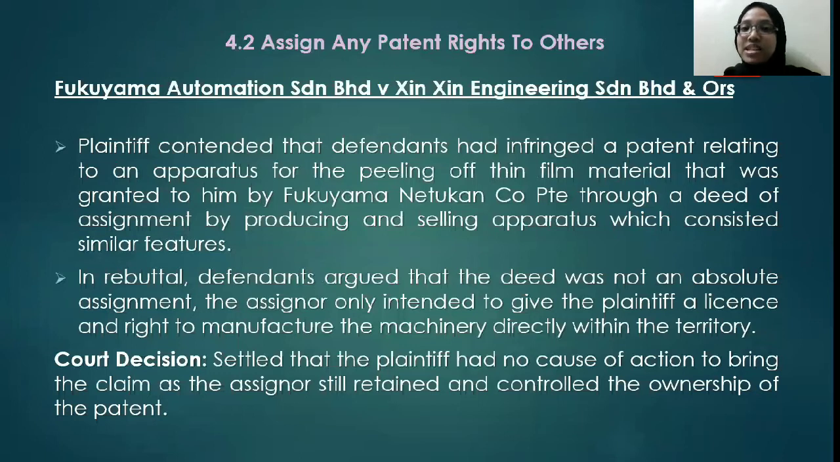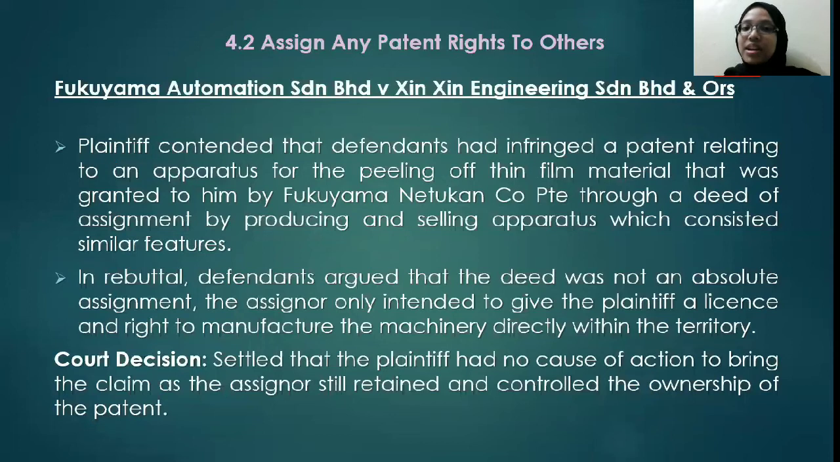In Fukuyama Automation Sdn Bhd against Shin Engineering Sdn Bhd and others, the assignee, however, failed to sue the irresponsible parties. In this case, plaintiff contended that defendants had infringed a patent relating to an apparatus for the peeling of thin film material that was granted to him by Fukuyama Netoken through a deed of assignment, by producing and selling apparatus which consisted of similar features.